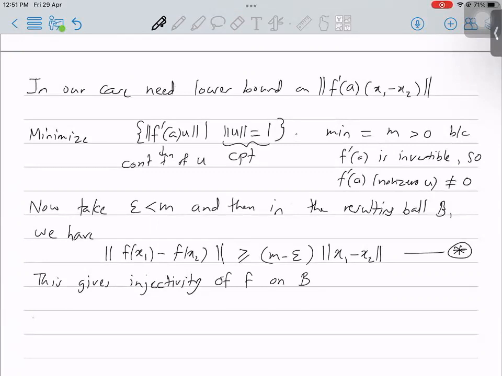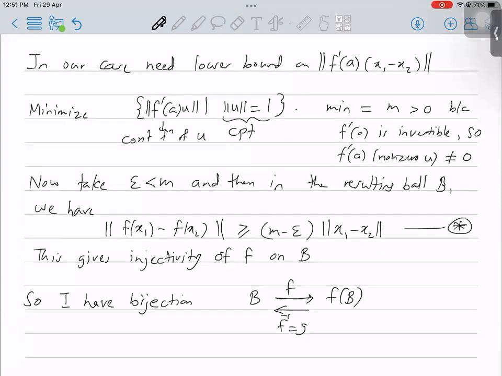So what do I have? I have a bijection from where to where? Certainly from B to f of B, I have a bijection. And let me just call this f inverse, which I have called g. So I have this bijection. Can I say anything about continuity of f inverse without knowing what kind of set f of B is?